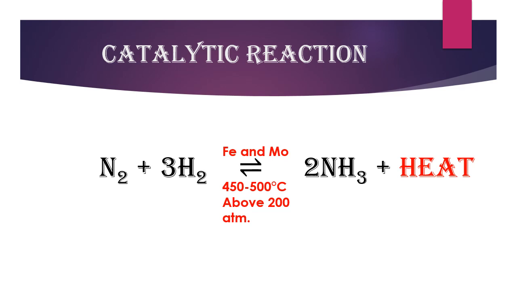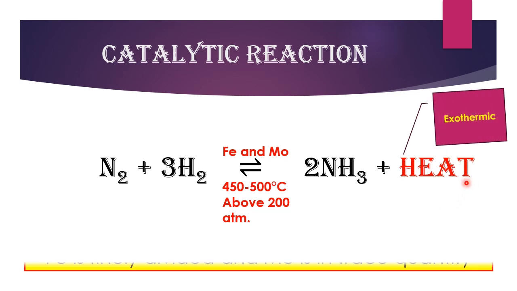N2 plus 3H2, and you have to write the reversible reaction arrow. Remember, on the top you write iron as catalyst and molybdenum, or instead of this you can also write Al2O3. Temperature you write below, 450 to 500. Pressure we are keeping above 200 atmosphere. So you are getting ammonia plus heat. When they ask you to write the catalytic reaction, you have to write the whole of this. Heat also you have to write. This is an exothermic reaction.